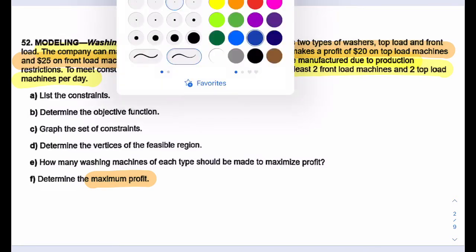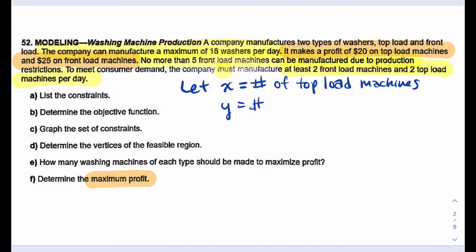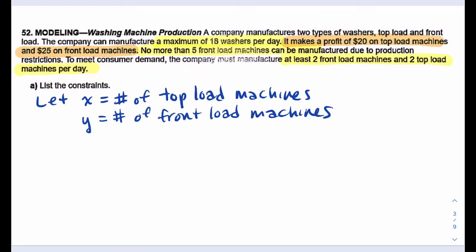Alright, so let me list the constraints. So we'll say let x equal the top loaders, so the number of top load machines, and let y be the number of front load machines. Now that we have these variables defined, we can write the constraints.